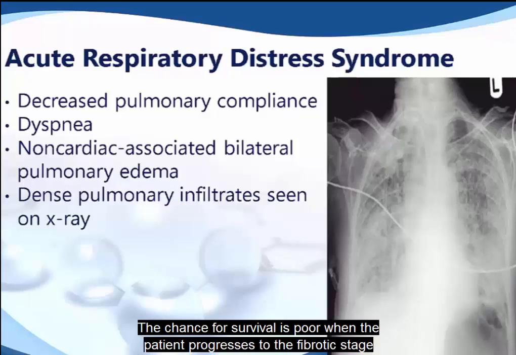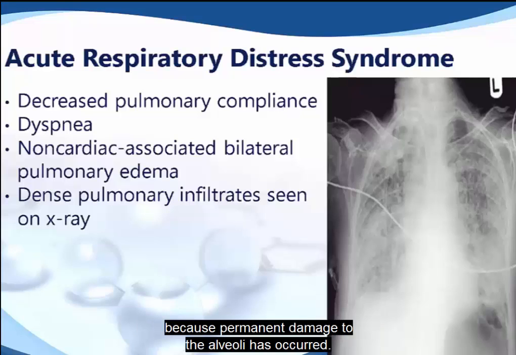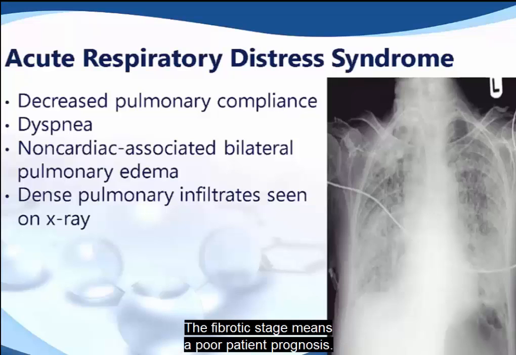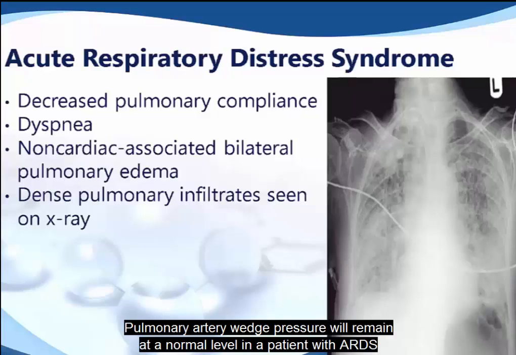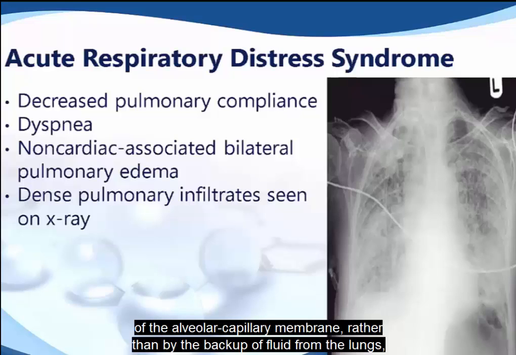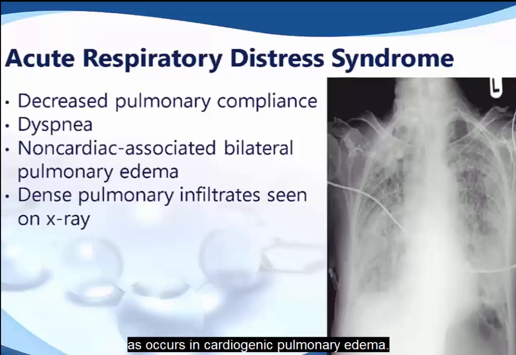The chance for survival is poor when the patient progresses to the fibrotic stage because permanent damage to the alveoli has occurred. ARDS is severe hypoxemia in which the patient is not a candidate for home health or long-term care. The fibrotic stage means a poor patient prognosis. Pulmonary artery wedge pressure will remain at a normal level in a patient with ARDS because the fluid in the alveoli is caused by the increased permeability of the alveolar capillary membrane rather than by the backup of fluid from the lungs, as occurs in cardiogenic pulmonary edema.